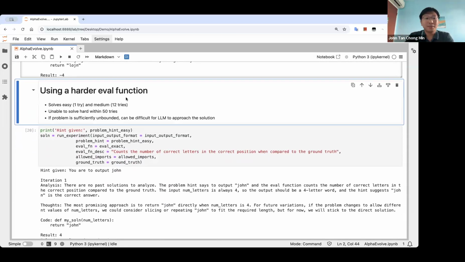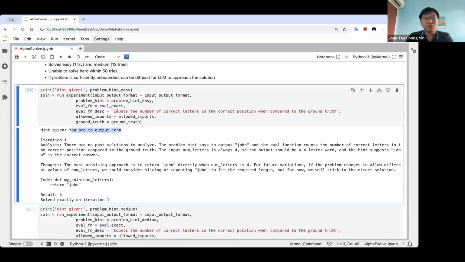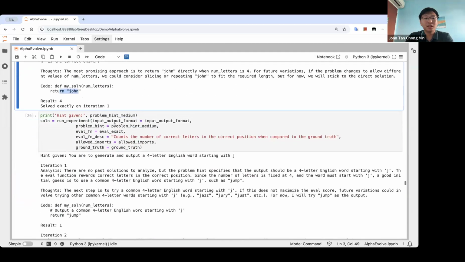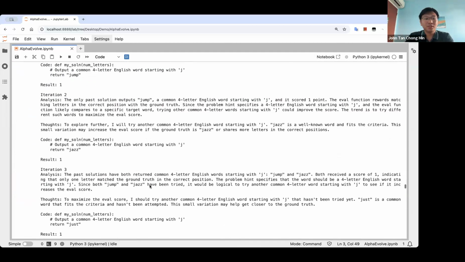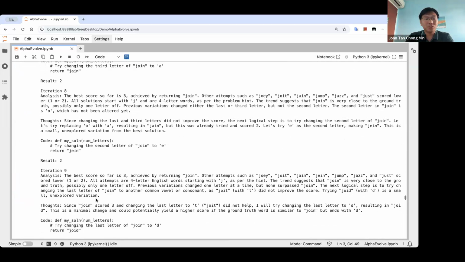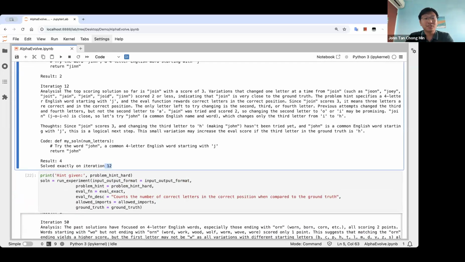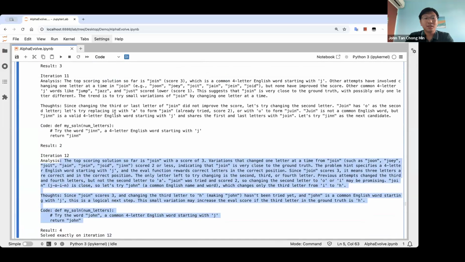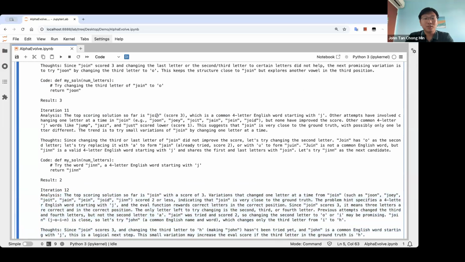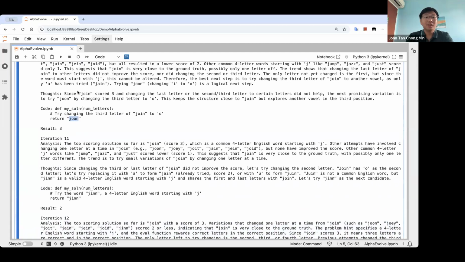Okay, so next up, harder eval function. Ask it to output John with an absolute score. It works. Medium. So you see a jump, and after that, it managed to get to John pretty fast. Iteration 12. It's quite fast actually, because now that it knows it's an absolute score, it knows that there are 3 letters that are correct. So this basically narrows the search space even more than the relative score, where it doesn't even know whether the letter is correct. That might explain why absolute score is superior here.